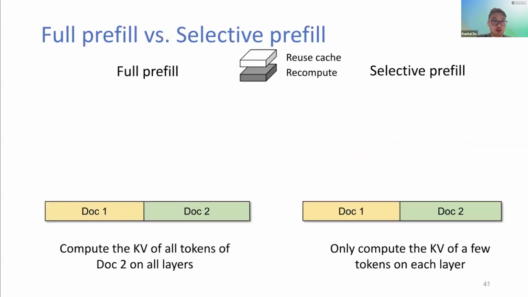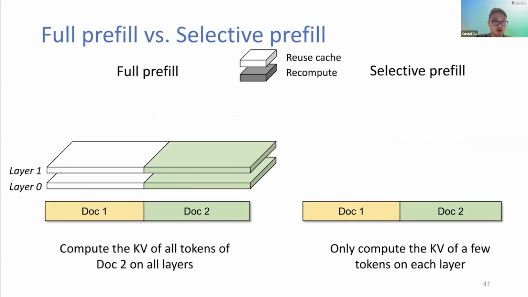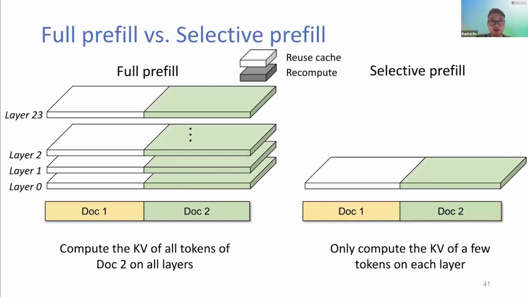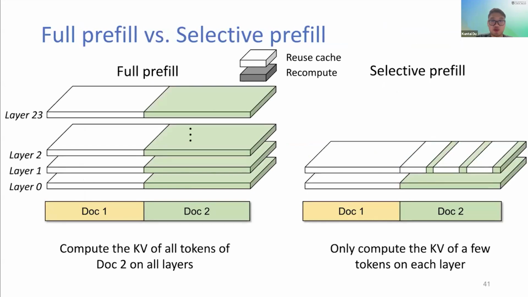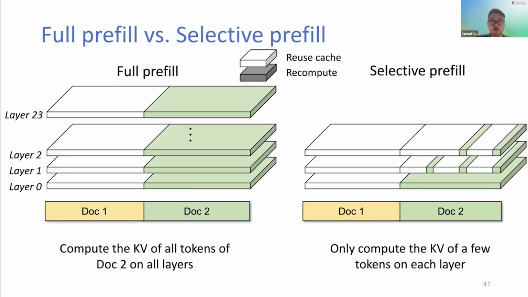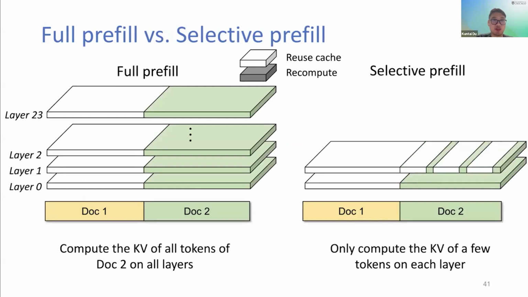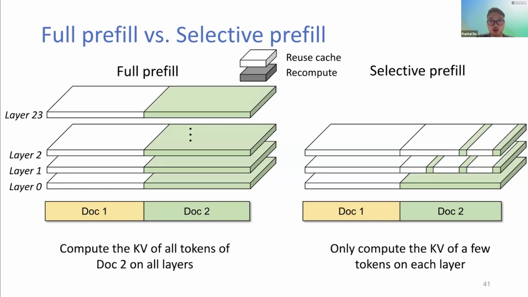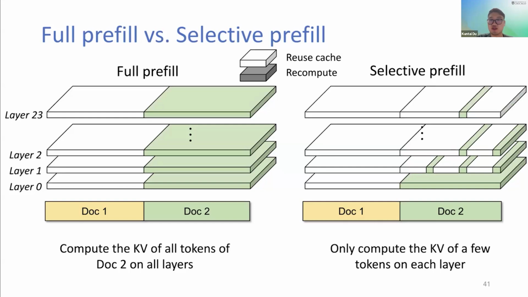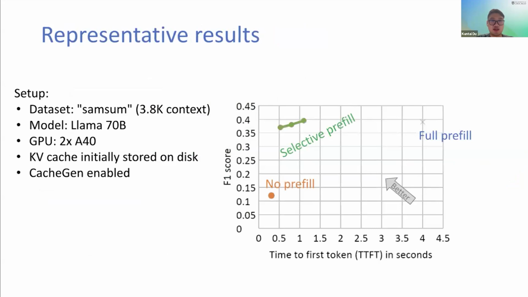So here is an illustrative figure. Full prefill will prefill all the layers, but our selective prefill will only prefill a part of the tokens. The first layer will still do a full prefill, but then we found that some of the tokens are changing a lot, but some of the tokens are not. We only prefill those highly changed tokens, and we will not do prefill on those unchanged tokens.